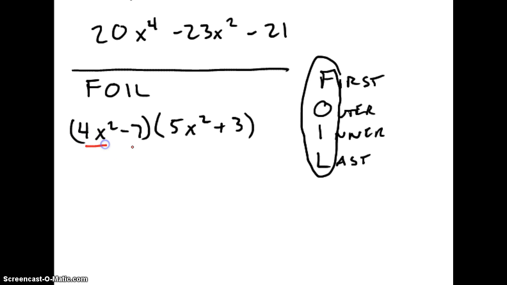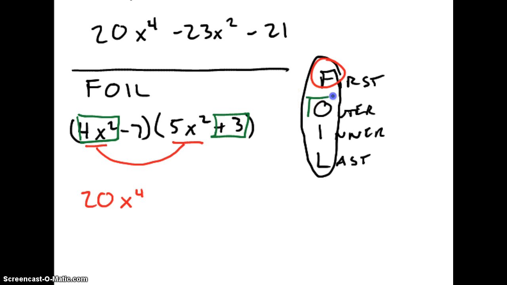I take my first number and I multiply it by my first number. I multiply these guys together and I get 20x to the 4th. So this is F for FOIL. And then I take my outer terms. Outer, let's see. This is one of the ones on the outside, and this is another one on the outside. So these are on the outside. That would mean that these guys are on the inside. And I get plus 12x squared.